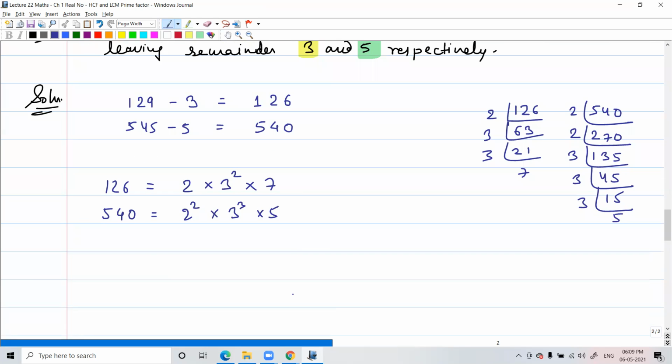Okay. Manoj, tell me what's the HCF? 2 into 3 power 2, sir. Yes, 2 is a common factor and the lowest power is 2. And 3 is also a common factor, and the lowest power is 3 to the power 2. So this is 18. Everyone got 18? Confirm, guys? Yes, sir.